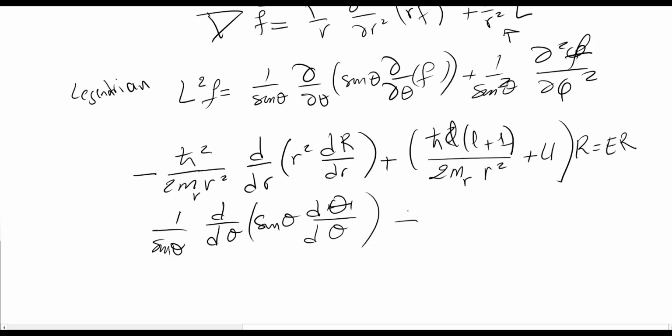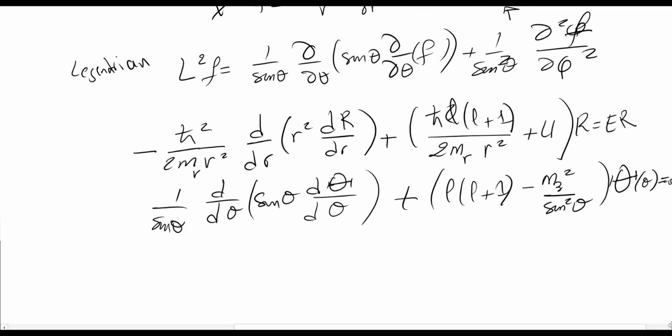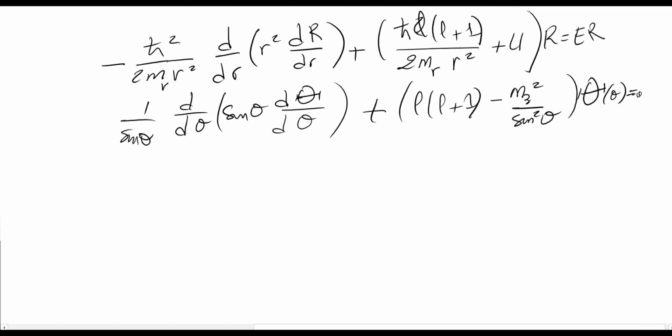Plus open parentheses l times l plus 1 minus m, I'm going to write it z. I know the book writes it l, but I'm going to write it z, and you will see shortly why, divided by sine squared of theta, as a function of theta. So this is the big theta, as a function of little theta, is equal to 0. So the eigenvalue in here is just the ones that are giving me just the 0 in this case for the function theta. And for the phi, it's a very easy equation.